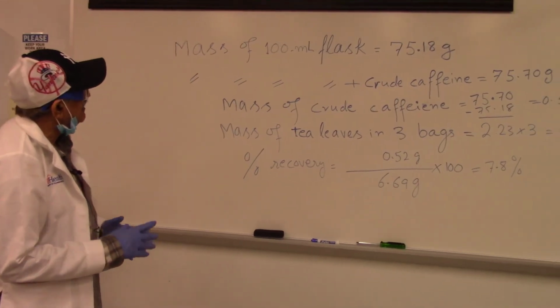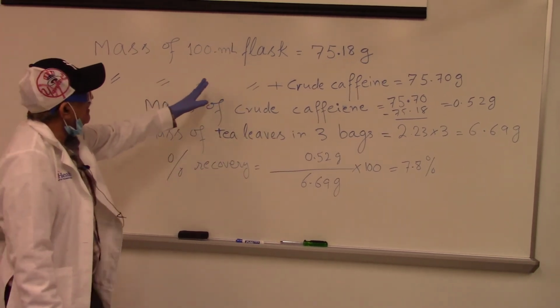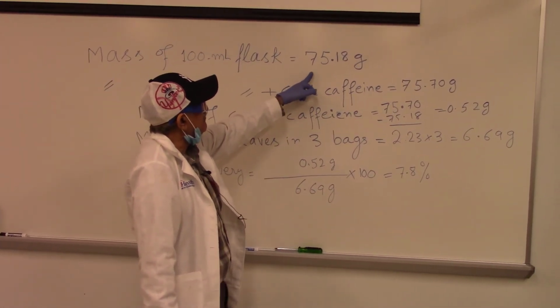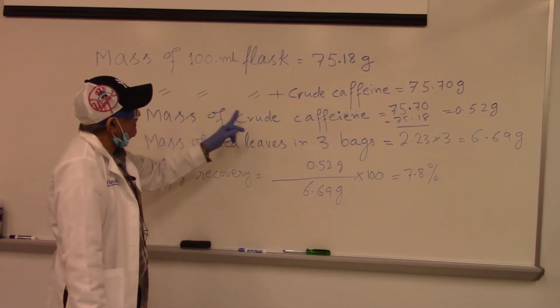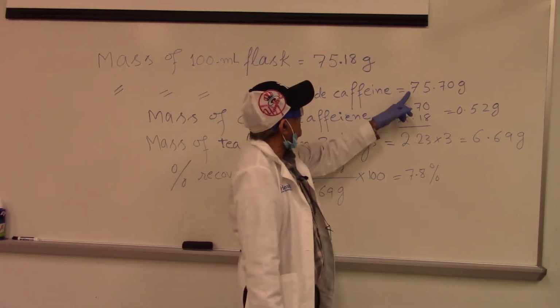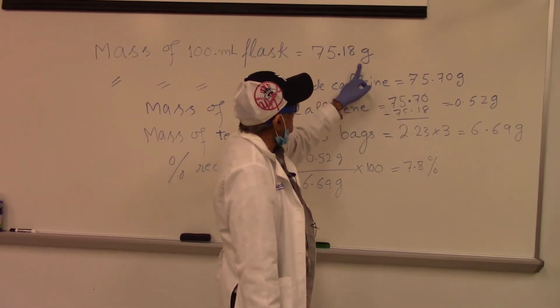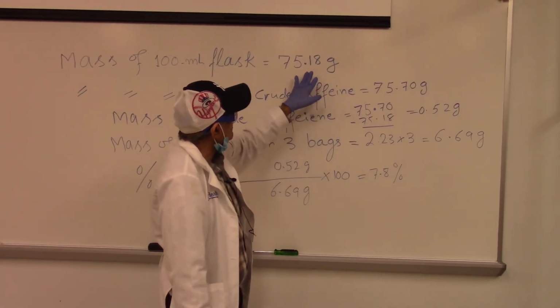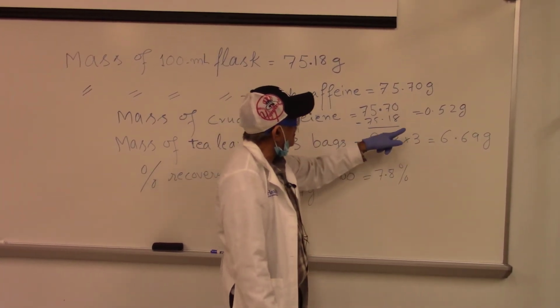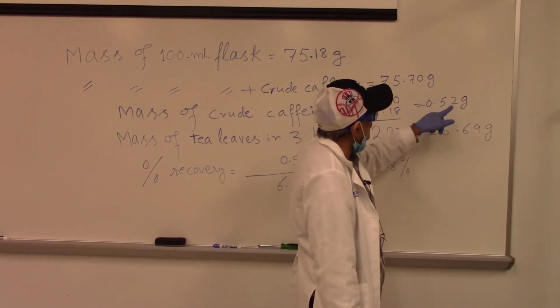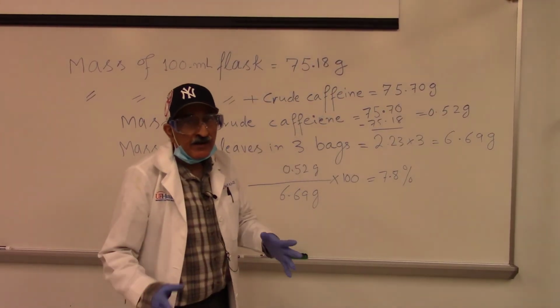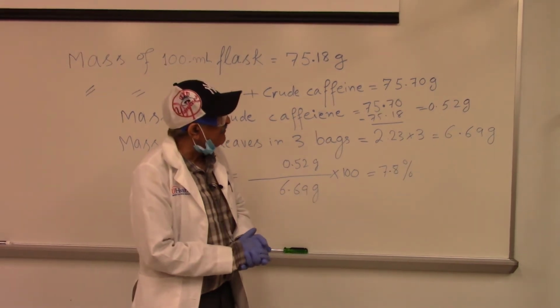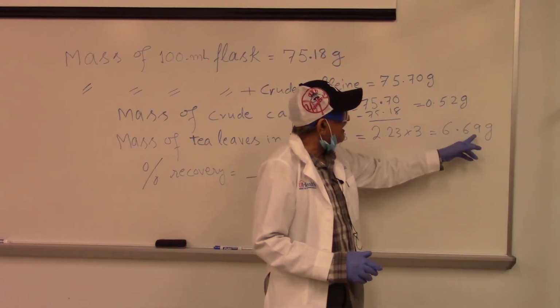So we are back on the whiteboard. The mass of the 100 ml flask that we used for distillation was 75.18 gram, and with the crude caffeine, the total mass of the flask and crude caffeine is 75.70 gram. And so we subtract the lower number from the higher number, and you get 0.52 gram. That's crude caffeine.